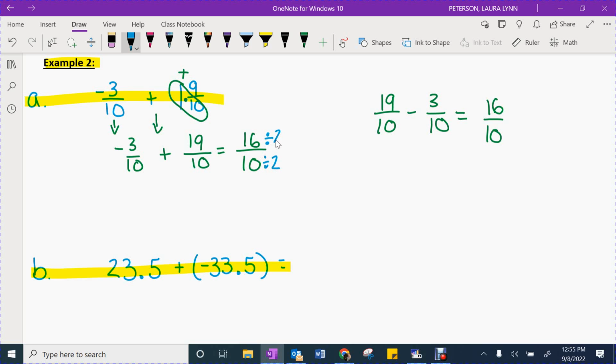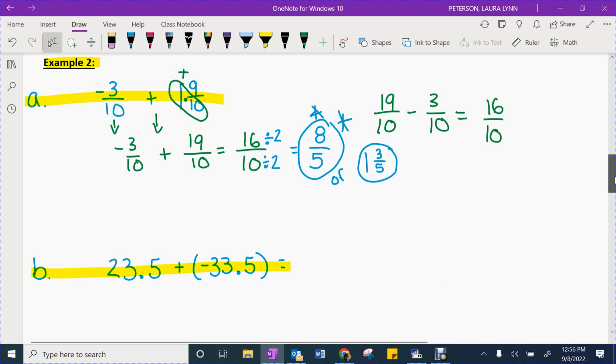So to simplify, what I'm doing is actually dividing top and bottom of my fraction by 2. 16 divided by 2 is 8. 10 divided by 2 is 5. So I have this lovely improper fraction. It's completely fine to keep your answer as an improper fraction. I personally prefer improper fractions. But if you choose to make it a mixed number, you would have 1 3/5. I will accept mixed numbers. I just personally prefer improper.